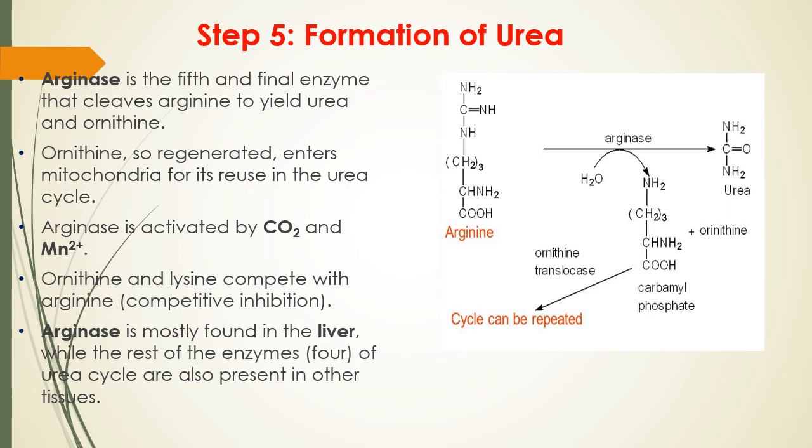Step 5 is formation of urea. Arginase is the fifth and final enzyme that cleaves arginine to yield urea and ornithine, and the ornithine regenerated enters the mitochondria for its reuse in the urea cycle, and the arginase is mostly found in the liver while the rest of the enzymes in the urea cycle are also present in other tissues.